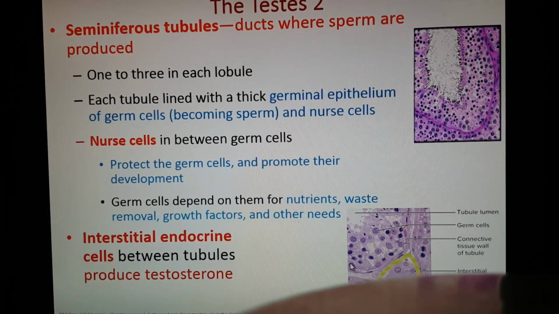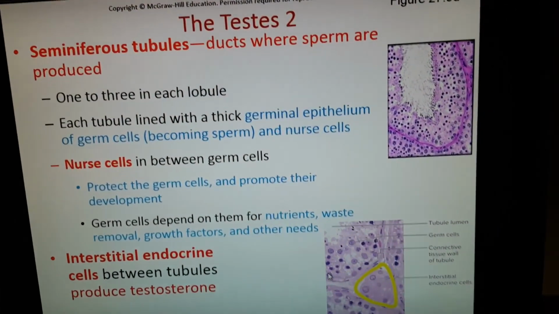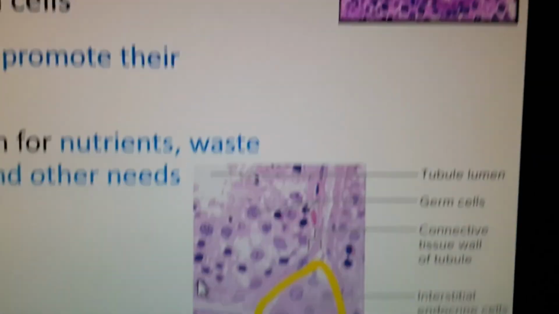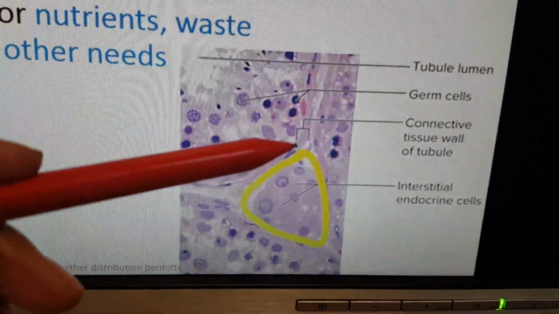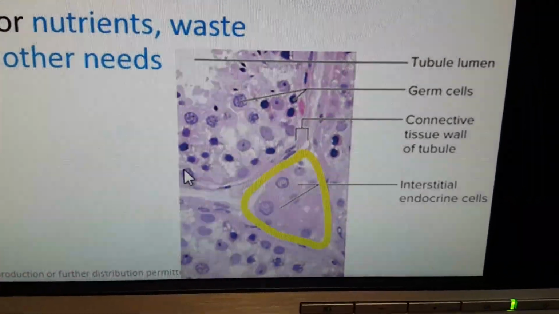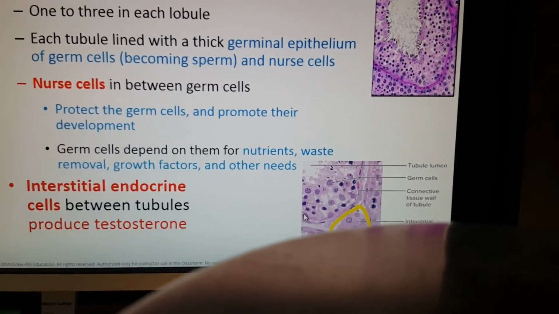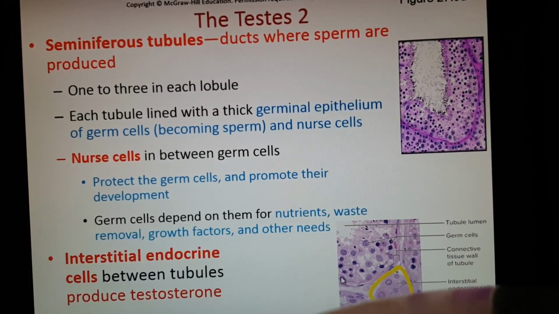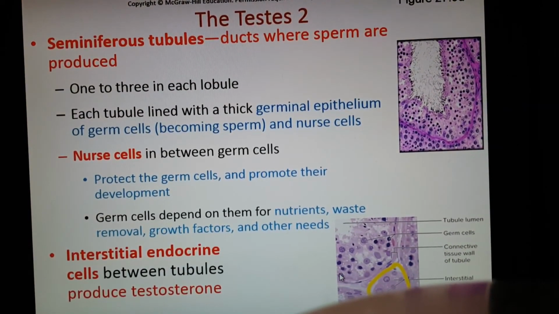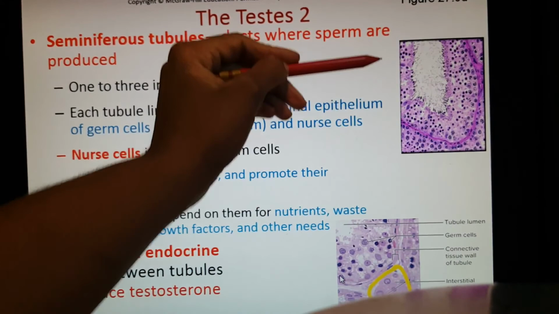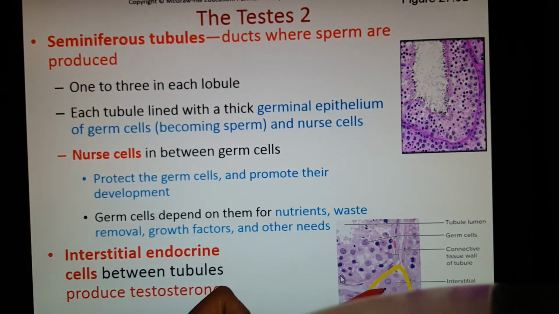The other cells that are in the testes are your interstitial endocrine cells, and these are in between the tubules. So let me raise this up here. These cells here in this yellow triangle are the ones that produce your testosterone. So you have different locations for the production of your sperm in the seminiferous tubules, and then in our little triangle, which you can only partially see, your interstitial endocrine cells actually produce the testosterone.